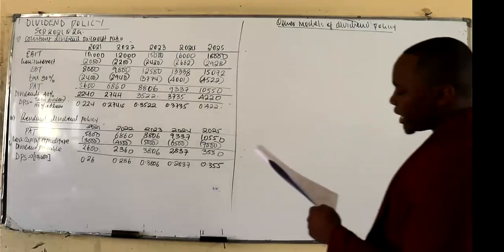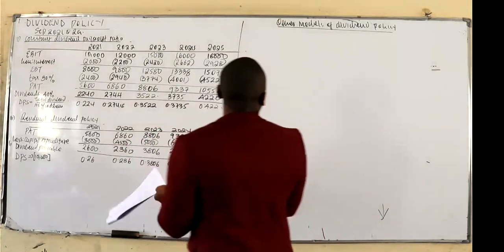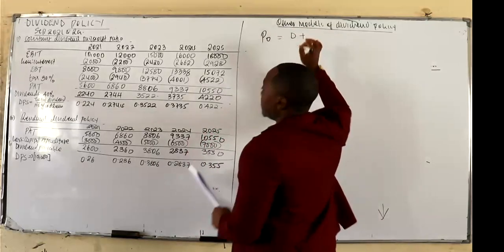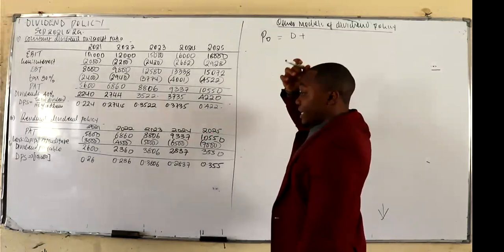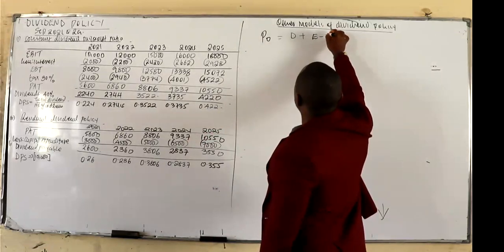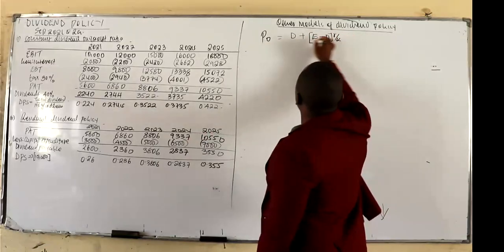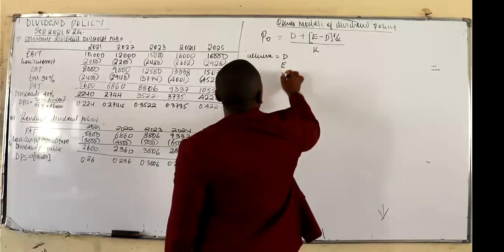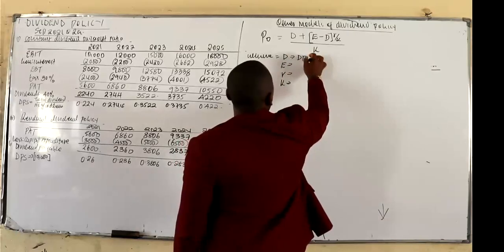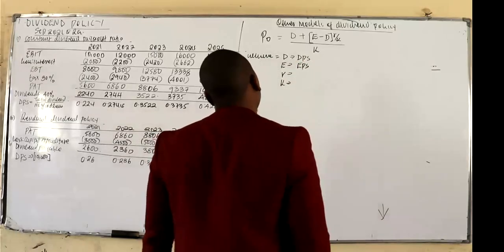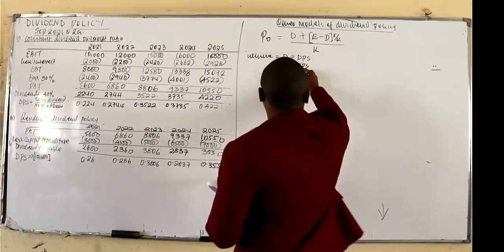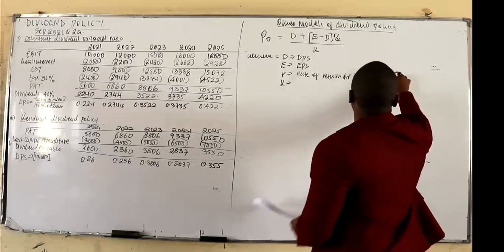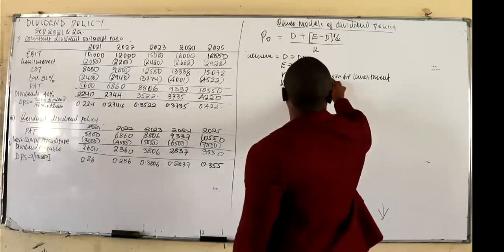Based on these assumptions, Walter came up with a model of valuing ordinary shares as follows. According to James Walter, the intrinsic value of the share, P0, is equivalent to D over K plus the retained earnings per share. And how do you get the retained earnings per share? You take the earnings per share minus the dividend per share, times R over K. What is D, E, R, K? D is the dividend per share, E is the earnings per share, R is the required rate of return for the investment, and K is the cost of capital.